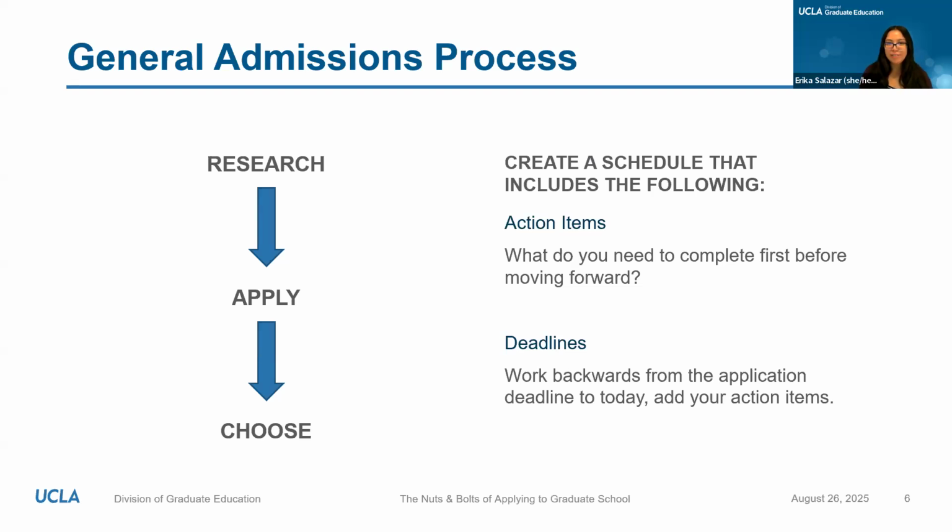Typically, in this general admissions process, you should be creating a schedule that includes the following action items. So what do you need to complete first before moving forward? And deadlines. So we encourage students to work backwards from the application deadline to today and add your action items.